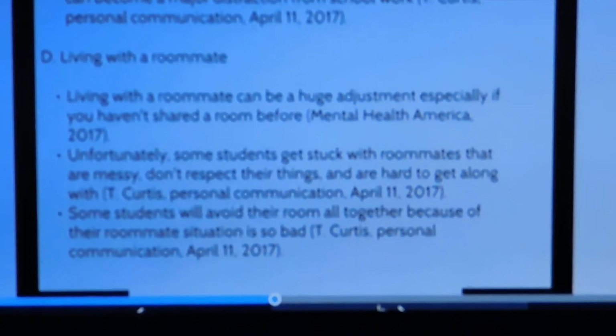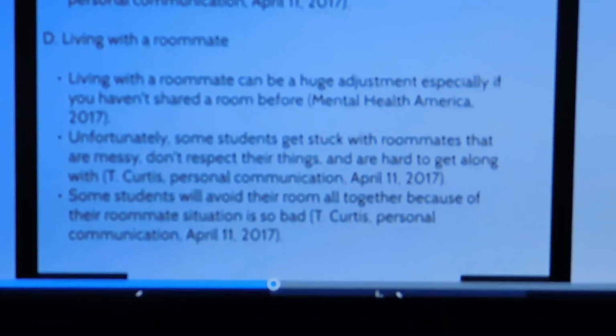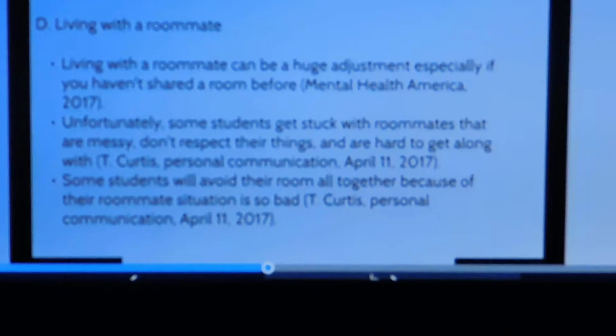Another risk is living with a roommate. Many students have not had roommates before, therefore it can be a big struggle for them to learn to live with someone else. Many students get stuck with roommates that are messy and that they have a hard time getting along with. Therefore, some students leave their room altogether and do not spend time studying, instead do other things.